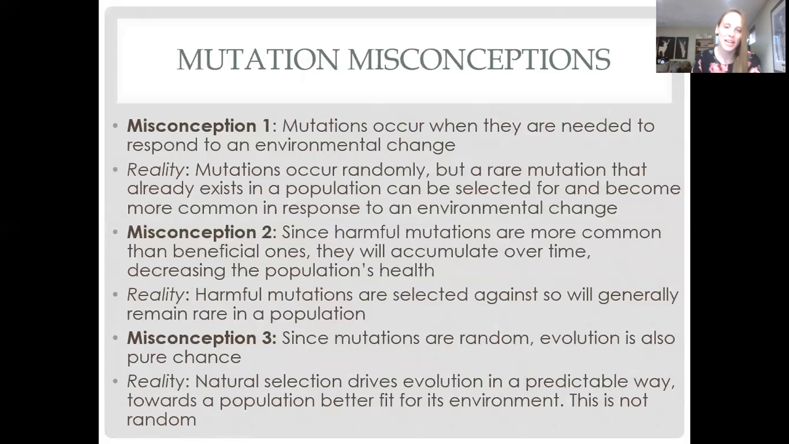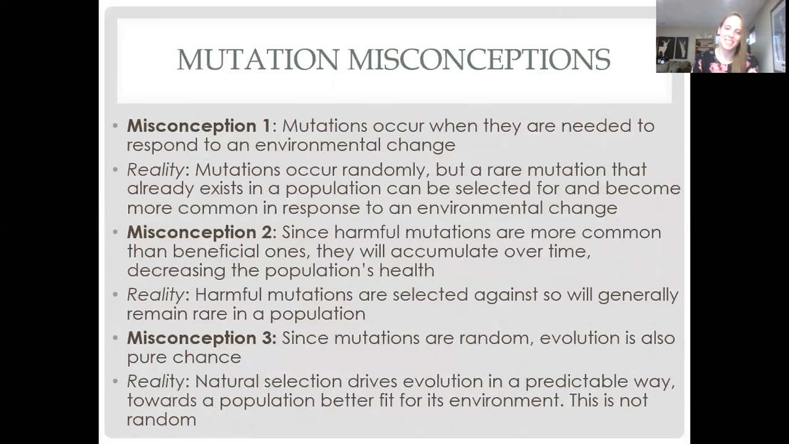Misconception number 2 is that because harmful mutations are more common than the beneficial ones, they will build up in a population over time. Again, harmful mutations are selected against, so they are always going to remain rare in a population, because the individuals that have them don't survive long enough to pass them on a lot.